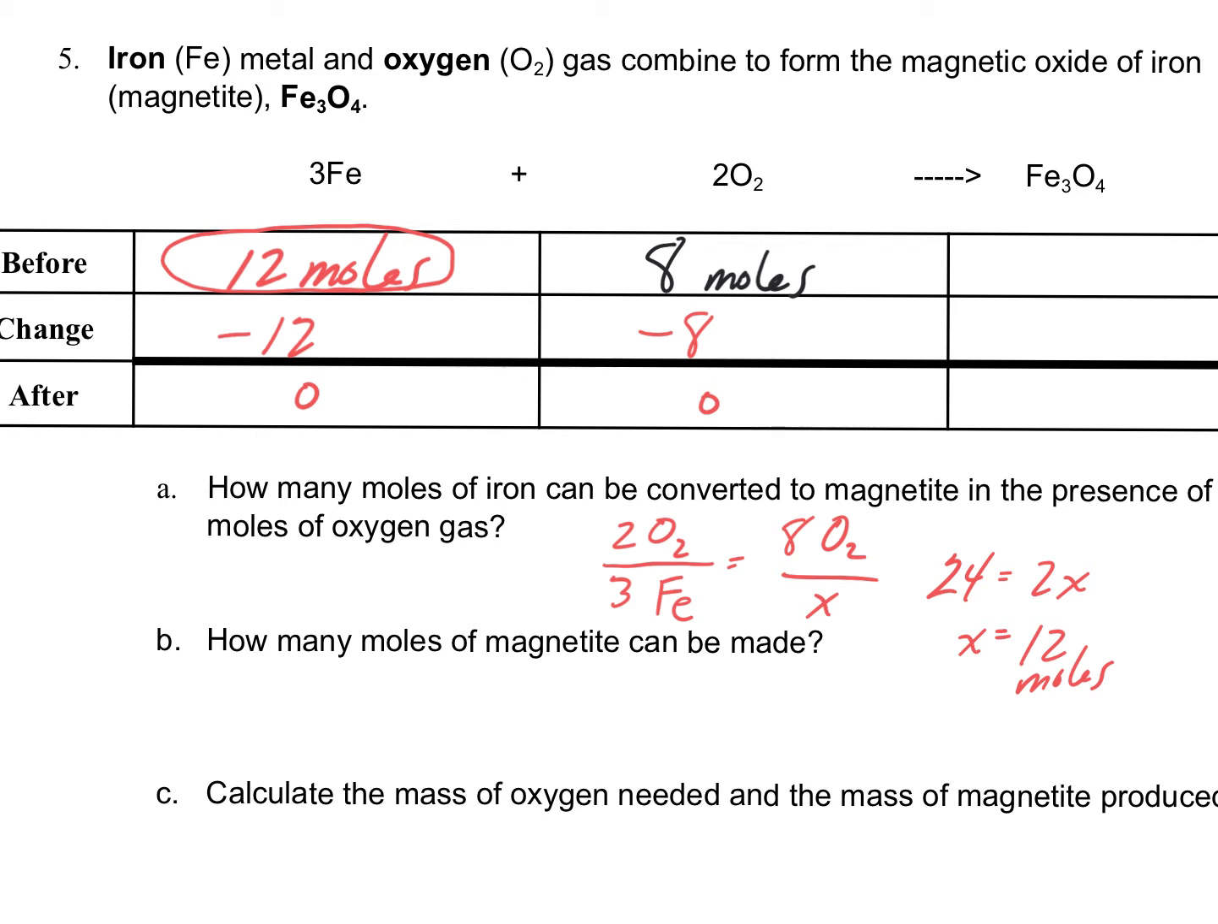How do I know that, by the way? It's because I'm given the exact ratio of elements that we need. In other words, both reactants are the limiting reactant.